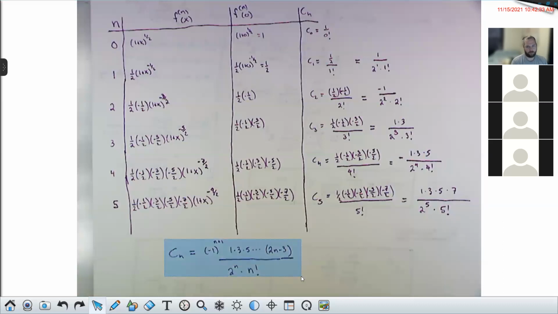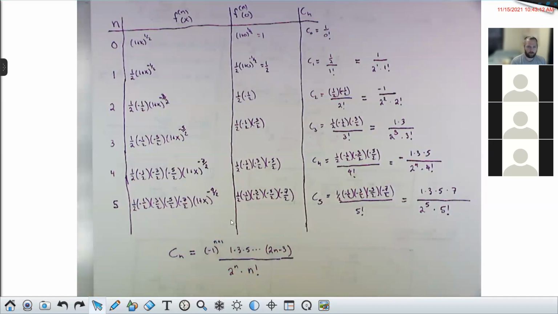This formula works great, but not for all values of n. If you try to plug in 0 to this formula, C0 here would be negative 1 to the 1, which would be negative, oops, 1 times 3 times 5 all the way out to negative 3, double oops, I don't know what that is even. And then 2 to the 0 times 0 factorial. The denominator looks okay. But this definitely does not work when n is 0.